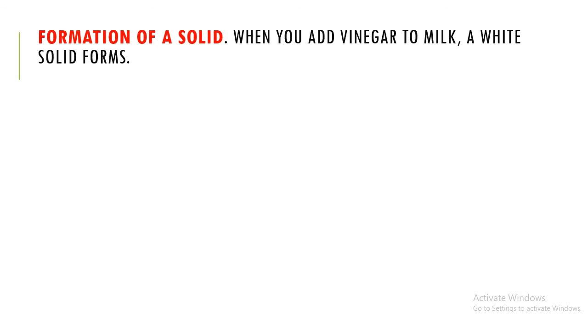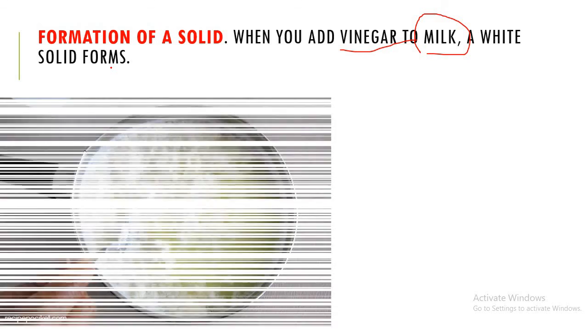That's it. Formation of a solid. When you add vinegar to milk, a white solid forms. So formation of a solid when you add two liquid substances to each other and they turn into solid. This means a reaction happened between these two substances. This is a chemical change, turned into another substance.